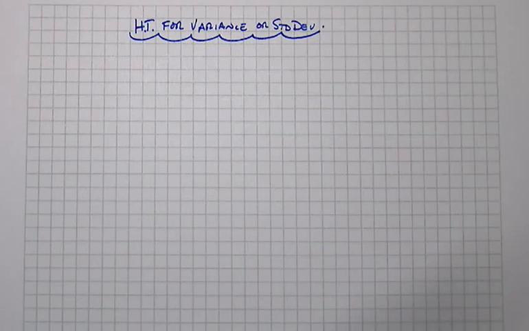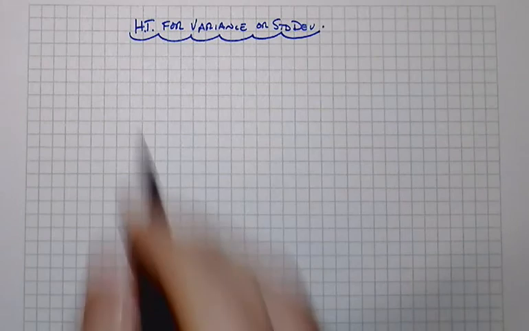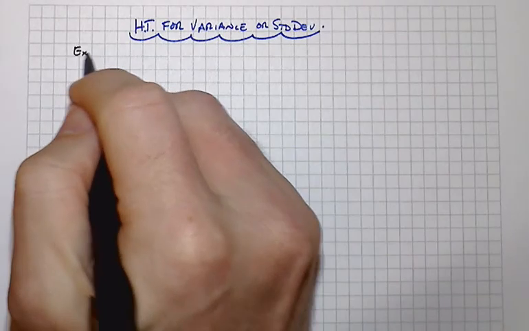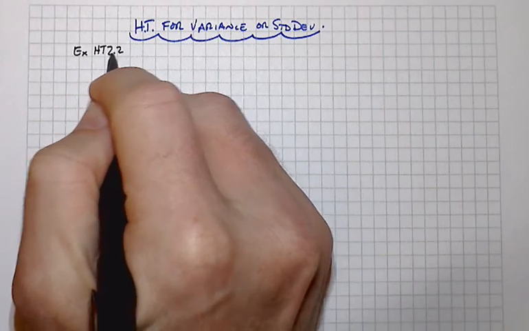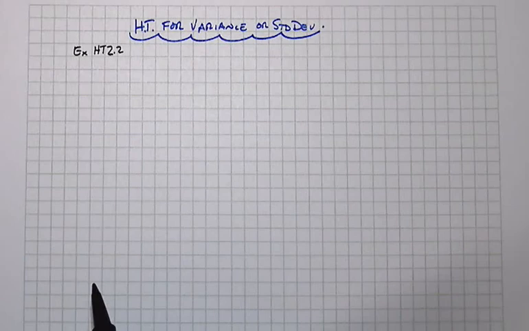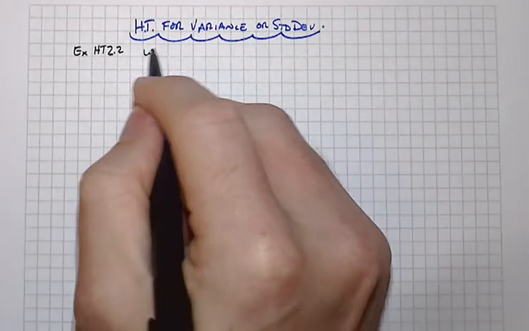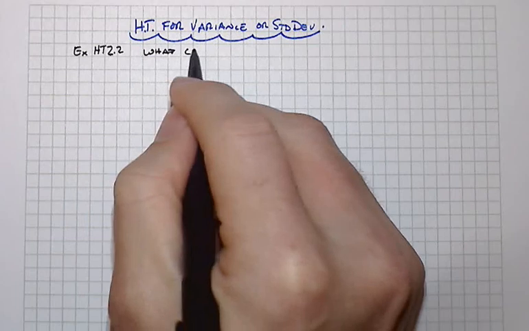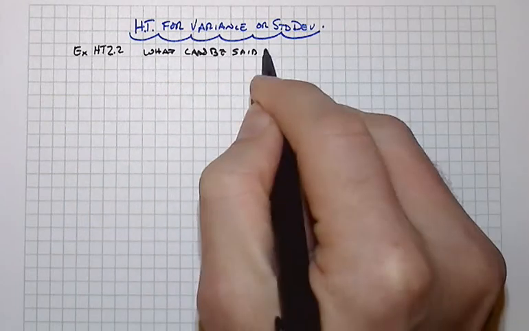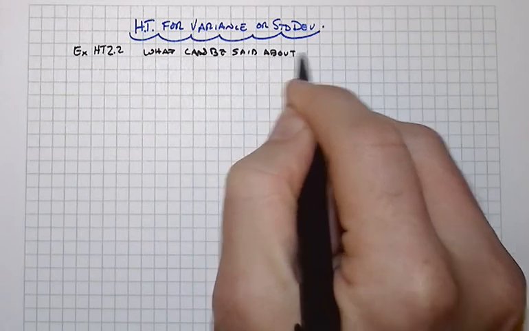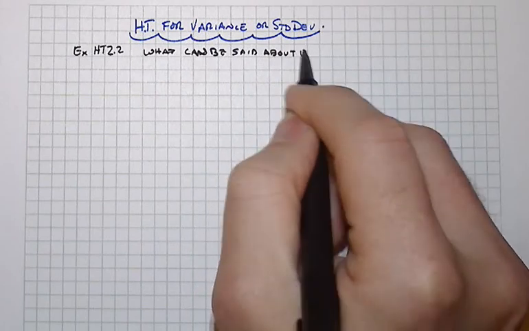We go back to our aluminum cyclic test data for our next example of hypothesis testing, this time for variance or standard deviations of a normal distribution. We're going to call this example HT 2.2, but we're really just extending HT 2.1. The general question is what can be said about variance. We had unknown mean, unknown variance for our data.